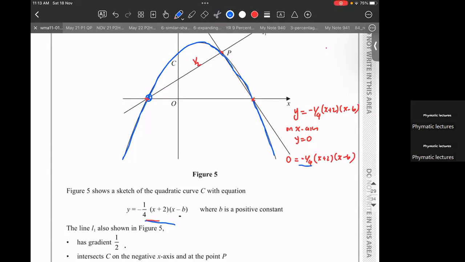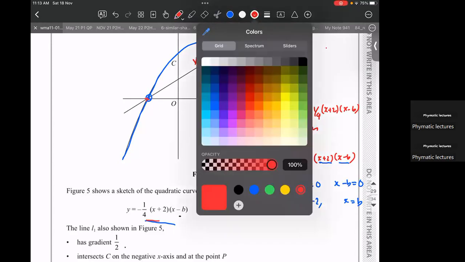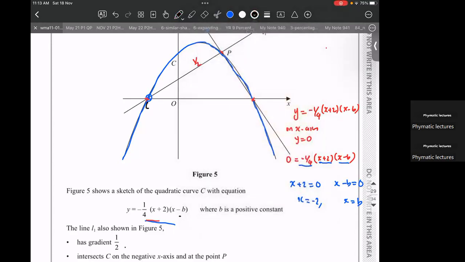Anyway, minus 1 by 4 will not contribute to 0. So product of these two terms, either x plus 2 or x minus b, is 0. That is why we are getting product 0. So that means either x plus 2 equal to 0, that means x coordinate is minus 2, or x minus b equal to 0, that means x is equal to b. So what are the intersecting points now we got? The intersecting points are minus 2 comma 0 and b comma 0.